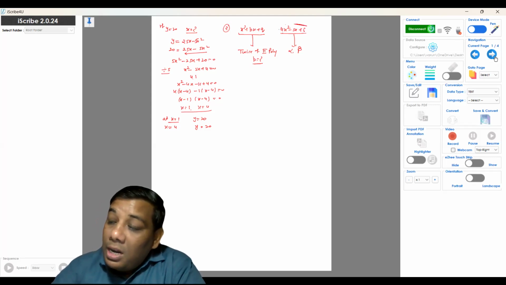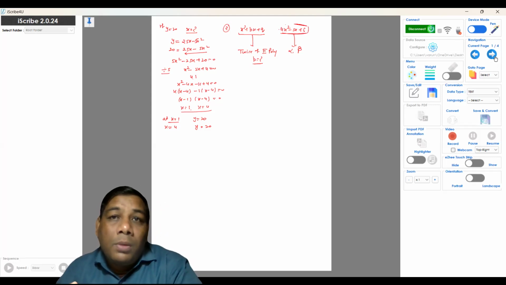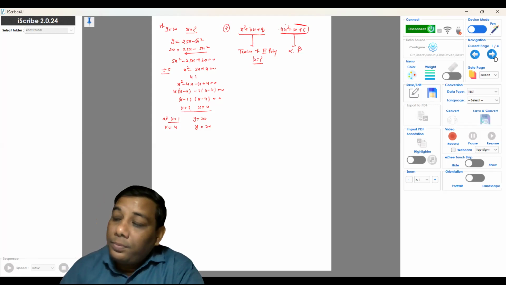Roots of this polynomial are alpha and beta, which we will evaluate because it is completely given to you. And the roots of x square plus px plus q are twice those of the second polynomial. Then what will be the value of p?